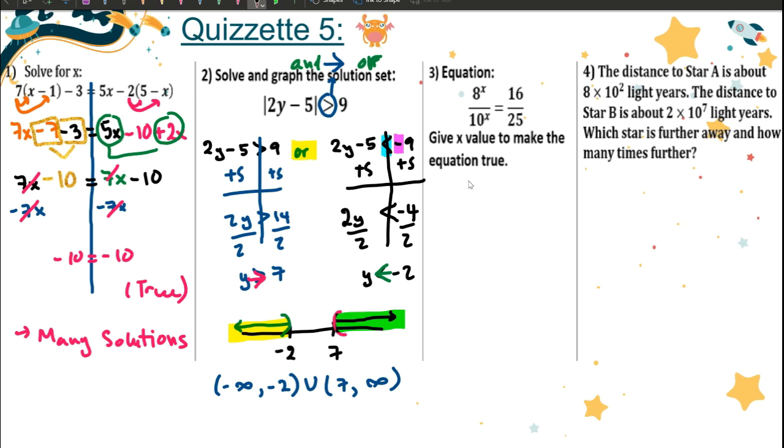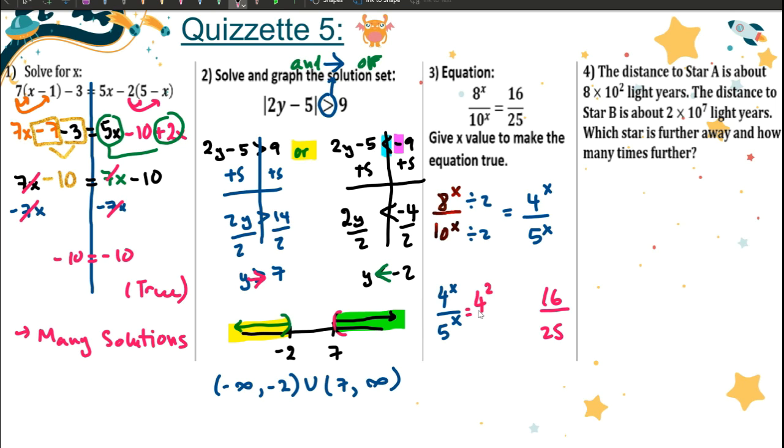Alright, number 3. 8 to the x power over 10 to the x power. Hopefully by now we know how to do this already. We're going to reduce our fraction by 2. That will give us 4 to the x over 5 to the x. Now 4 to the x over 5 to the x is the simplest form of this fraction. We want to get this fraction to 16 over 25. So what number should you choose for x? The answer is 2. X will be 2.